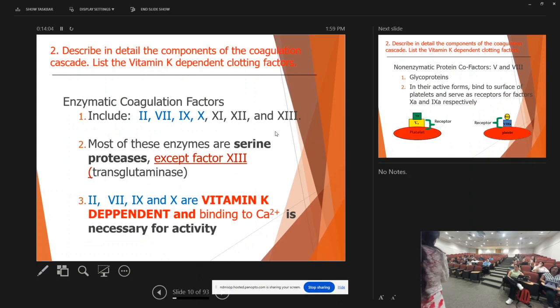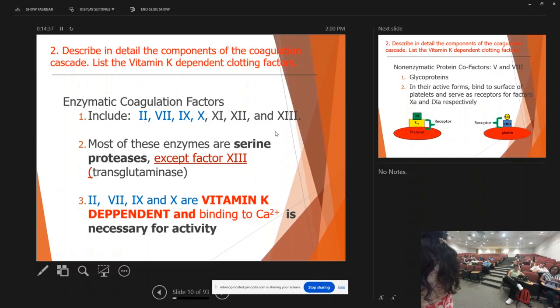It's good to know information. I don't think there is a drug that distinguishes between the two, but I just wanted to mention that here. And also 2, 7, 9, and 10. So 2 plus 7 equals 9, and 10 are vitamin K factors. So if you want to memorize it that way, it's easier to say 2 plus 7 equals 9 and 10. They are the vitamin K dependent, and they also bind calcium.